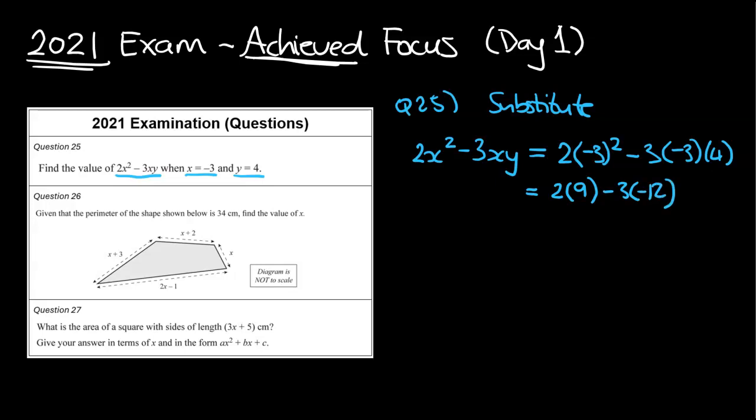We can now do our last step. So here's some multiplication, and here's some more multiplication. So we've got 2 times 9, that's 18. And we've got negative 3 times 12, that's negative 36. So we're going to write minus 36 in this case. And when we combine those, we're going to get to negative 18.